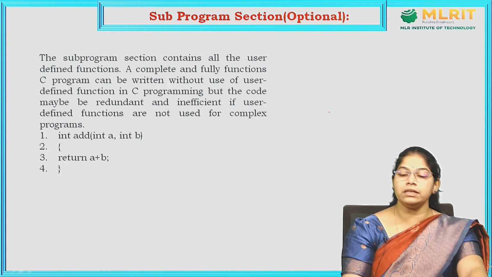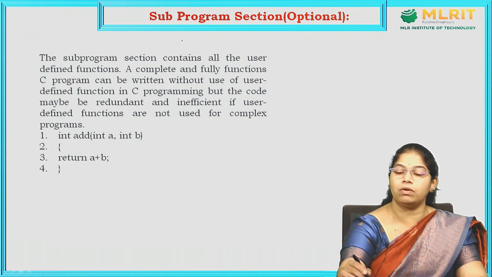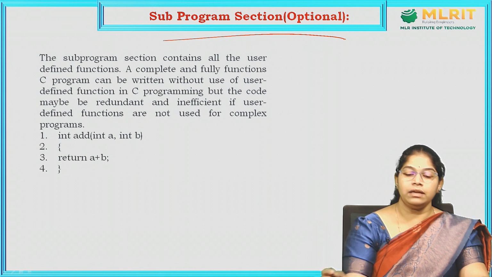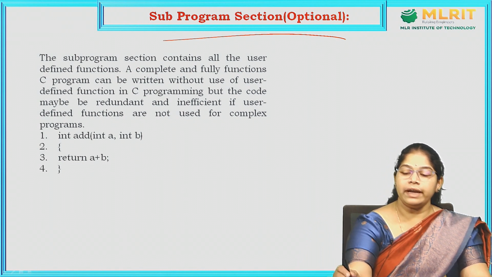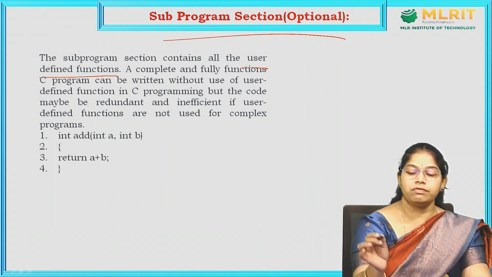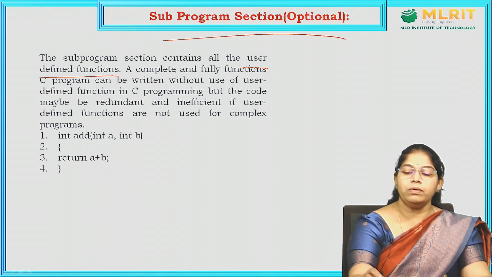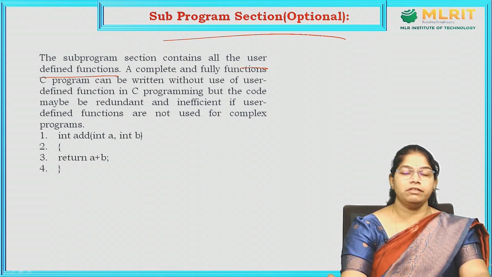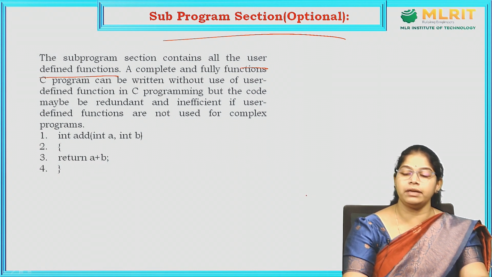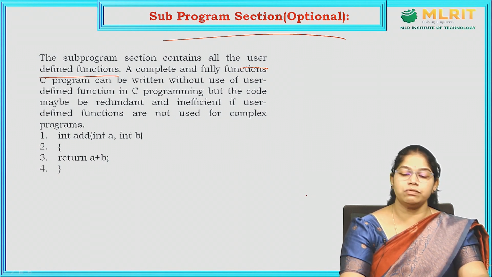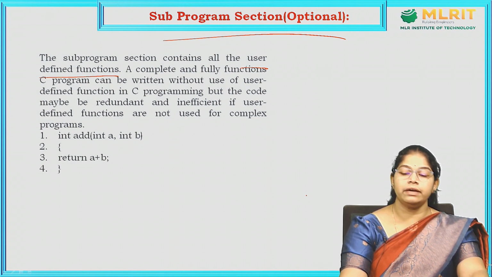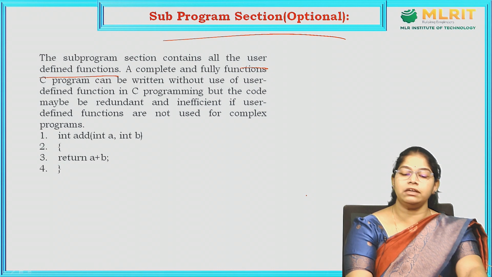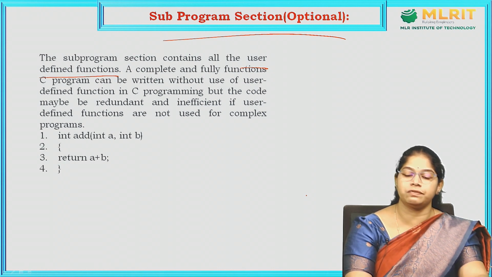Then coming to the next, the subprogram section. This is an optional section, in which the user can define his own functions. A subprogram section contains all user defined functions. A complete and fully functional C program can be written without the use of user defined functions in C programming, but the code may be redundant and inefficient if user defined functions are not used for complex programs.